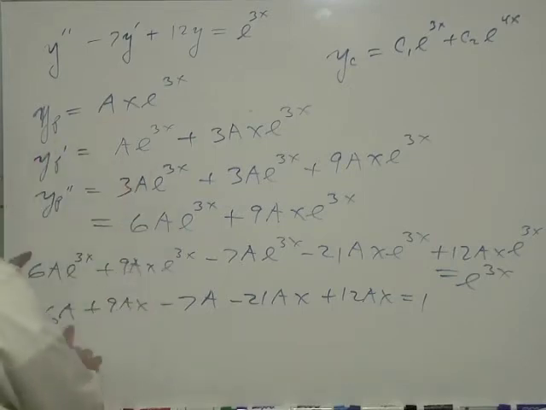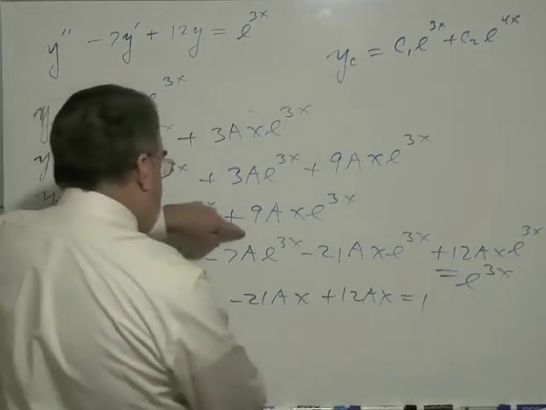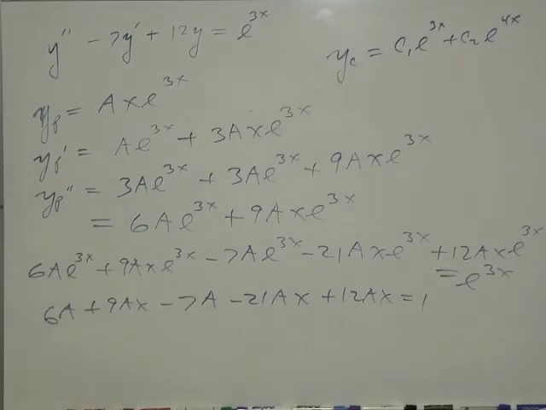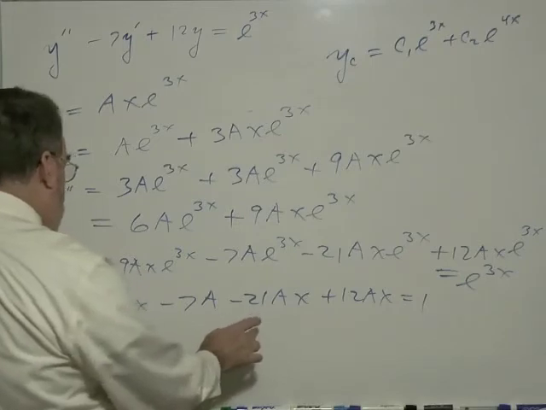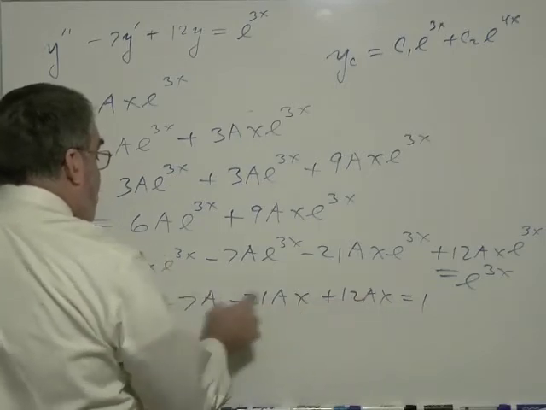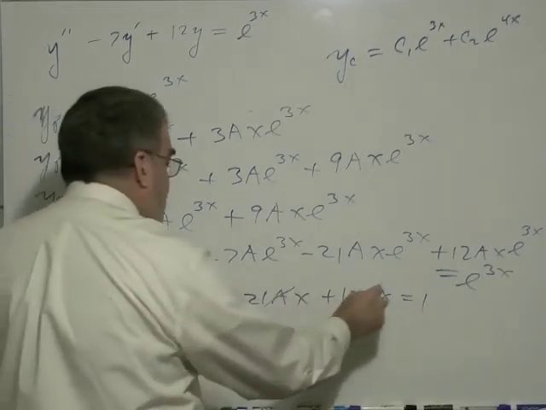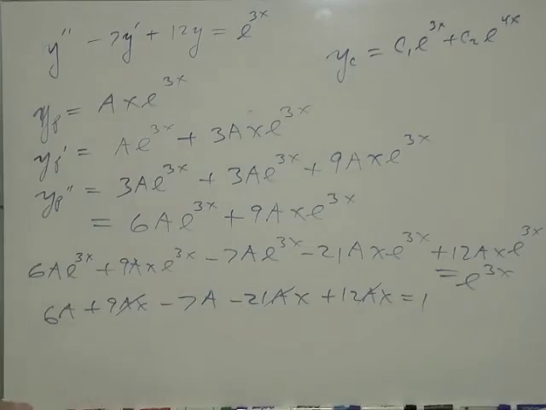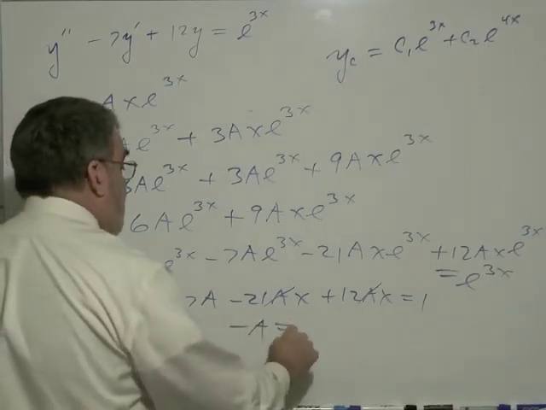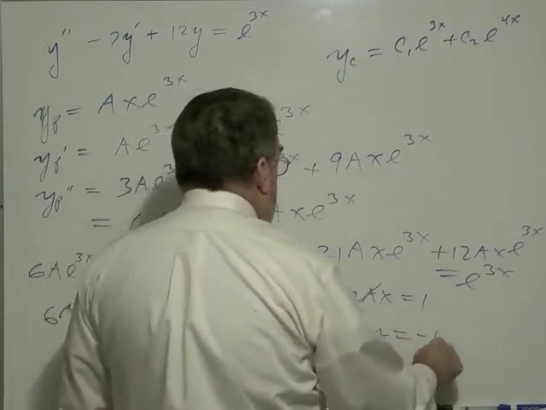So I divided everything by e to the 3x. I just want to double check myself: 6a, 9ax, minus 7a, minus 21ax, plus 12ax equals 1. Alright, well let's gather up the terms here. I have 9ax plus 12ax is 21ax, minus 21ax. Those cancel. Very convenient. Off the top of my head, I can't tell you that that's always going to happen. But anyway, we have 6a minus 7a is negative a, equals 1. So a is going to be minus 1.